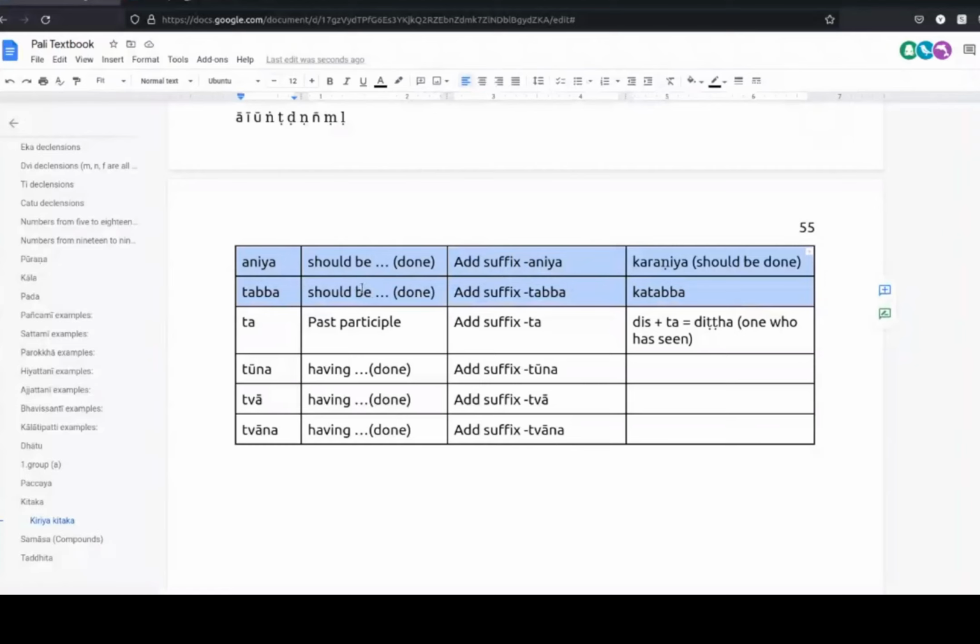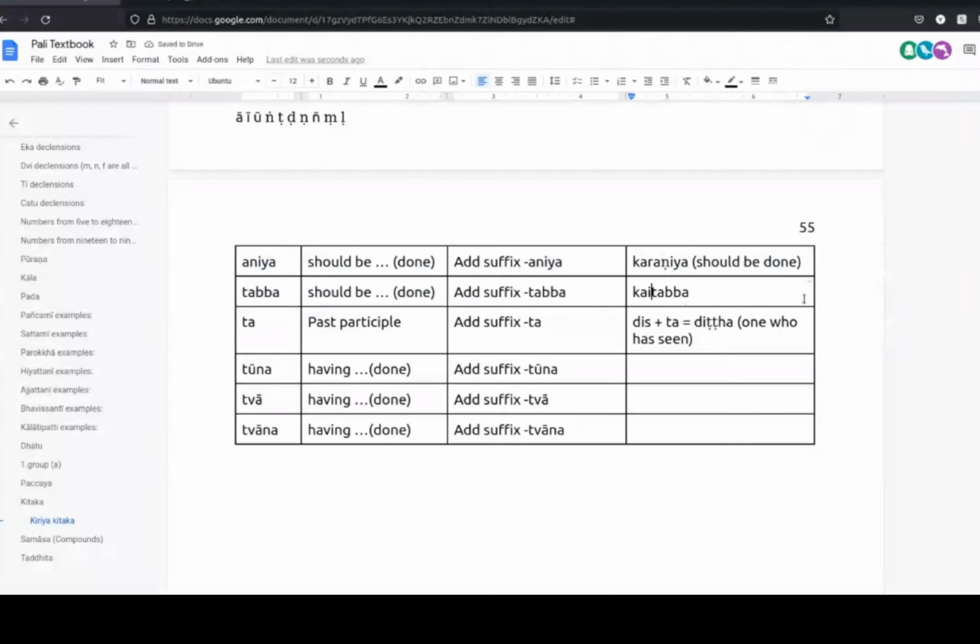These are something that should be done. So as I said, Karaniya, something that should be done. Kataba, something that should be done. They mean the same thing. And these are extremely common. Anytime you want to talk about a thing that should be done, you use one or another of these. And they're all over the place. And sometimes you're going to end up, as I showed you, with itaba.